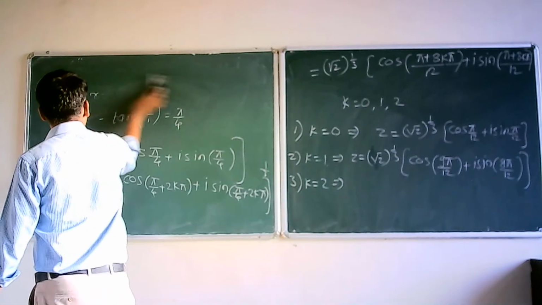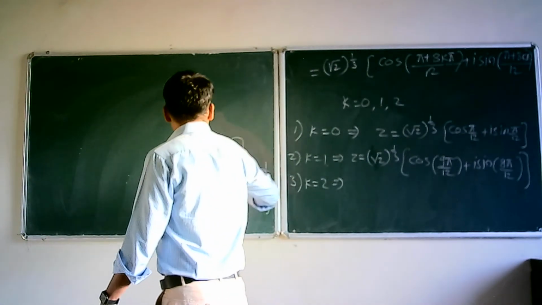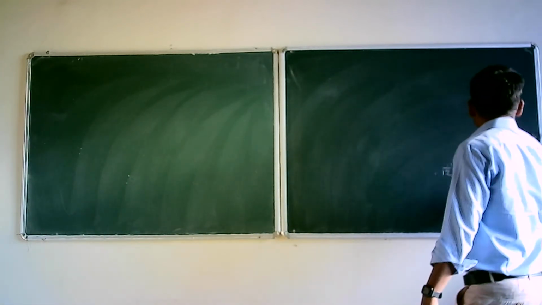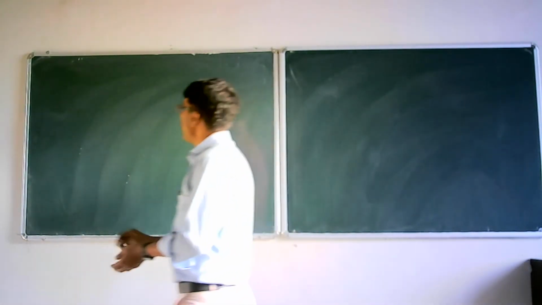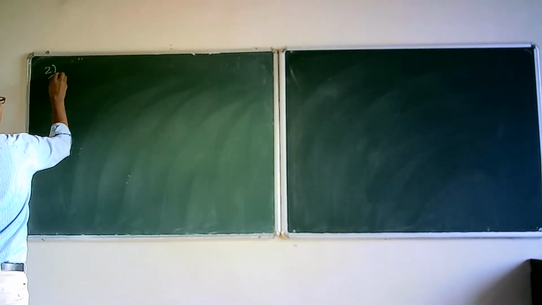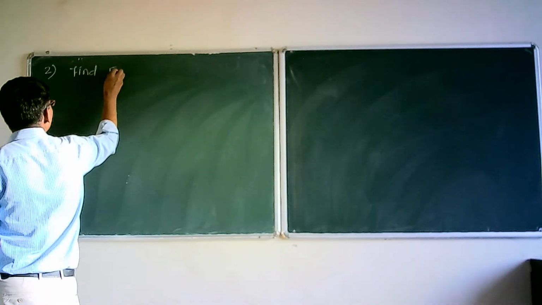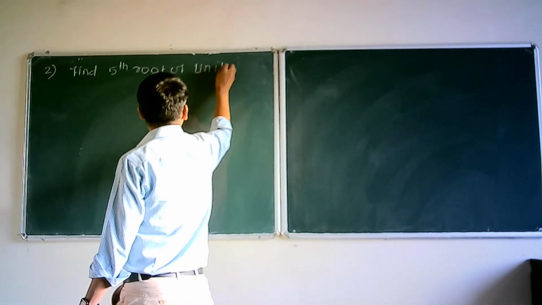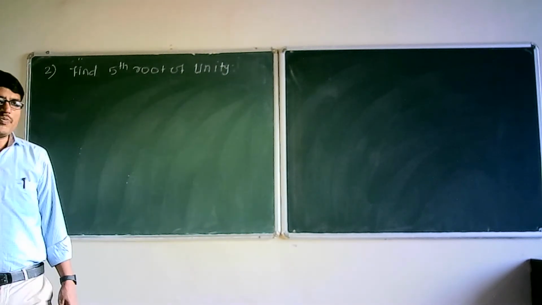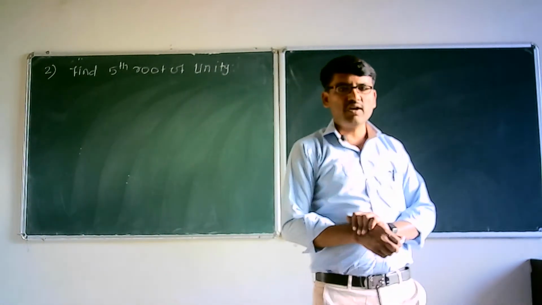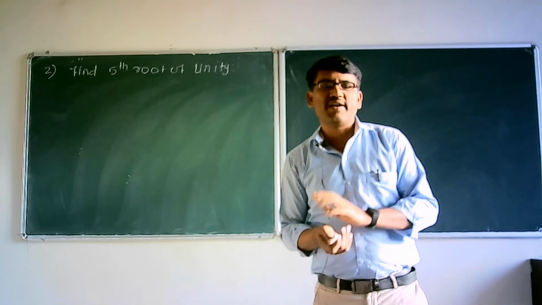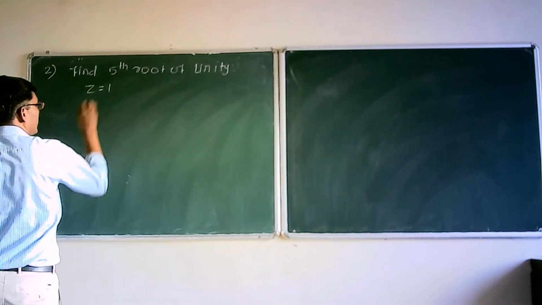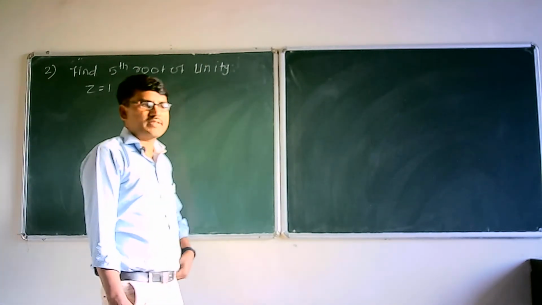Take one more example. Find the fifth root of unity. Now how to find the fifth root of unity? So the given complex number is z is equal to 1, and we want to find its fifth root. So here z is equal to 1 and we want to determine the fifth root of this complex number.